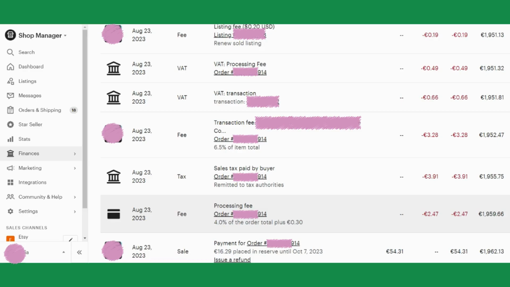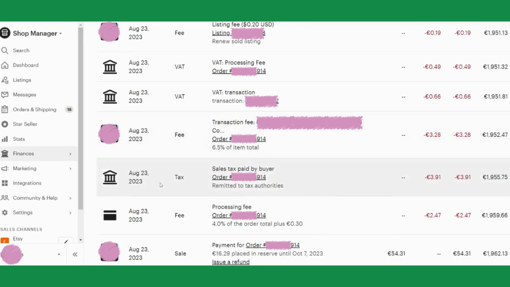This fee can be different depending on your physical location. For me, it is 4% plus 30 cents. In this case, it equals 2 euro and 47 cents. Next, we have sales tax paid by the buyer. It is 3.91, and we have seen this amount as well in the receipt. This is the regional sales tax that Etsy added on top of the price of the item and charged the buyer with. And we can see it being subtracted here.